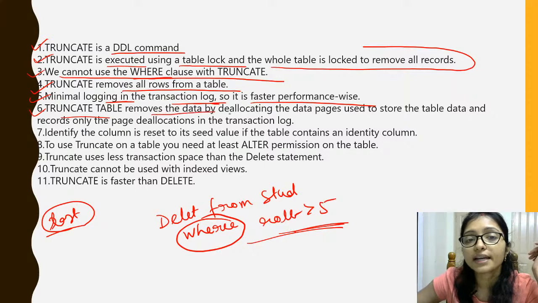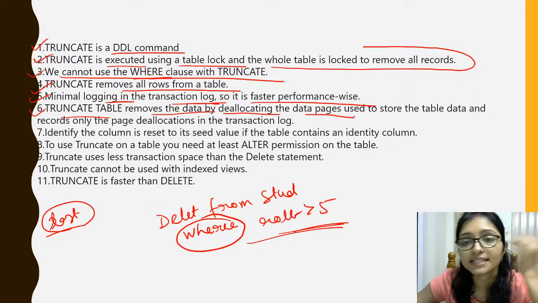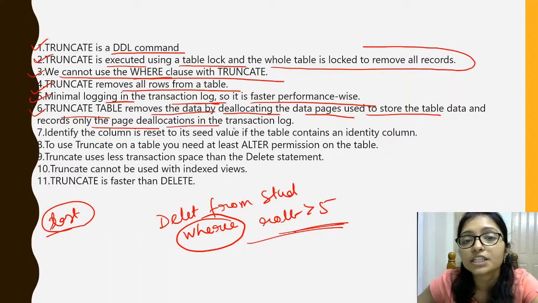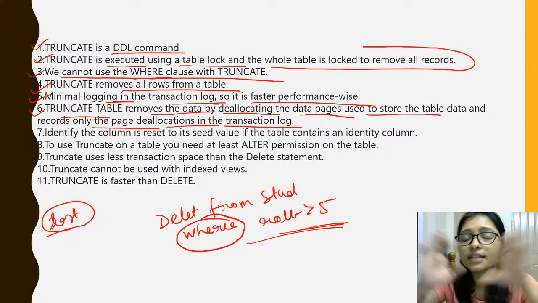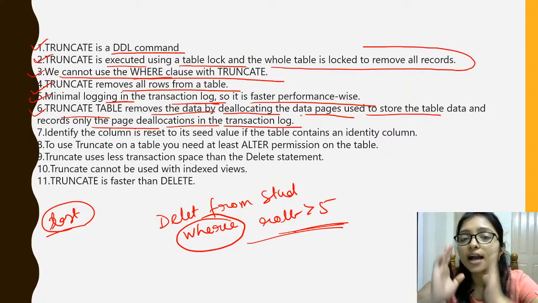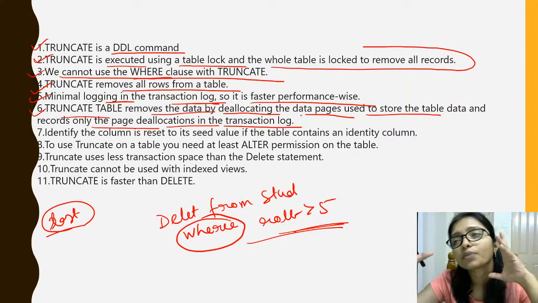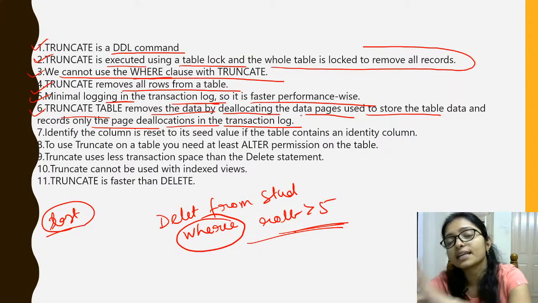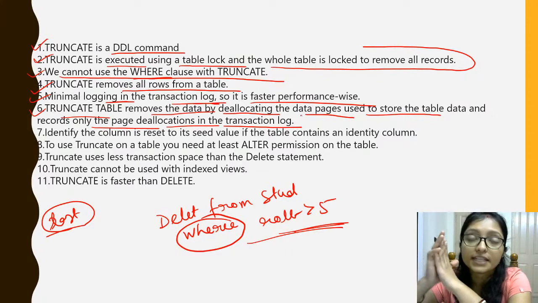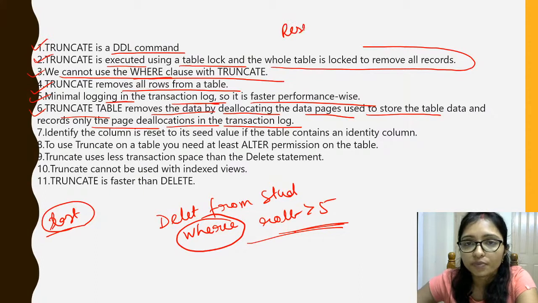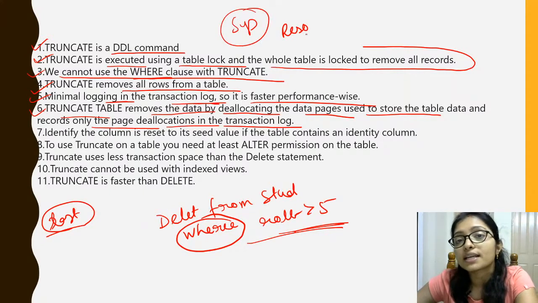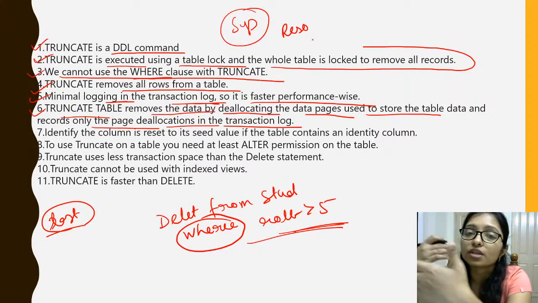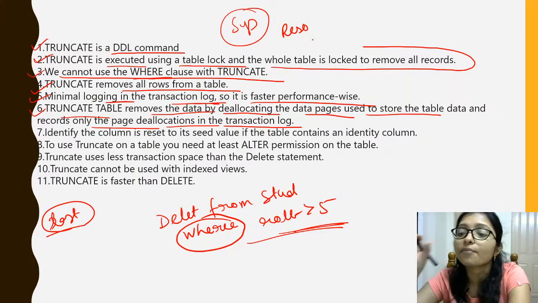Truncate table removes the data by deallocating the data pages used by the table data and records only the page deallocation in the transaction log. Okay, means all the transaction log will be empty. When the truncate is applied, you can think of it like a fresh copy, like when you create the database, it is like a restore. We are doing the system restore, right? So truncate is like a system restore, means truncate will take it back to the status when you created the table.